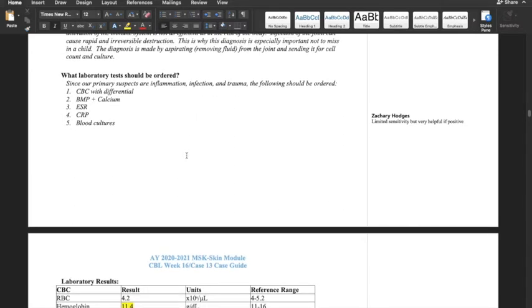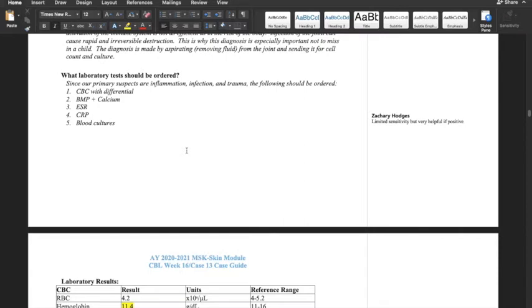So how do we get started in working up this patient? Getting blood work is a great start after we've taken our history and our exam. We want to evaluate for signs of inflammation, infection, and trauma. So a CBC with differential, BMP with a calcium, ESR, CRP, and blood culture.